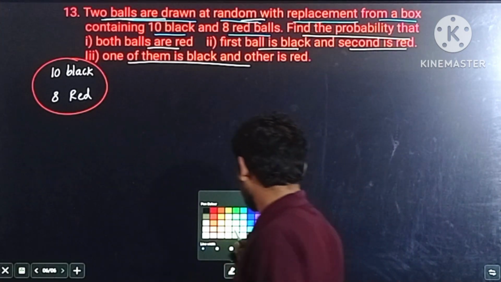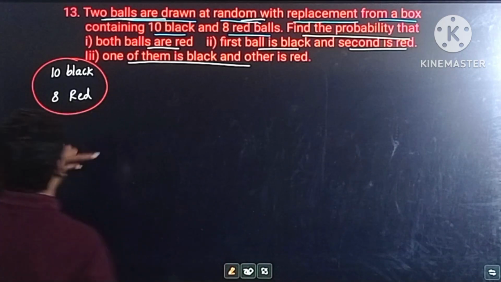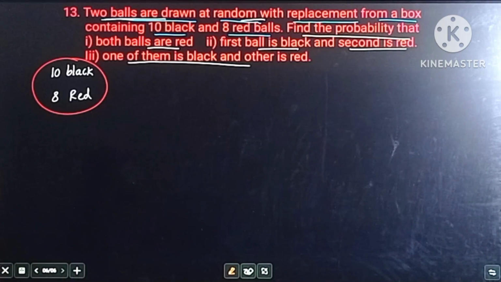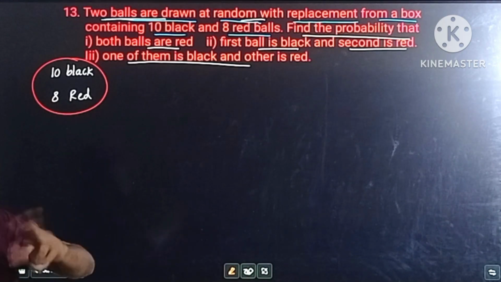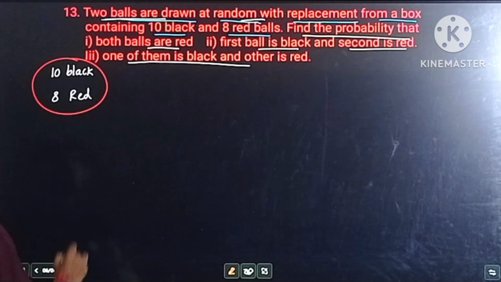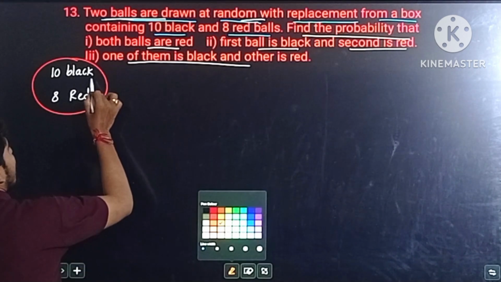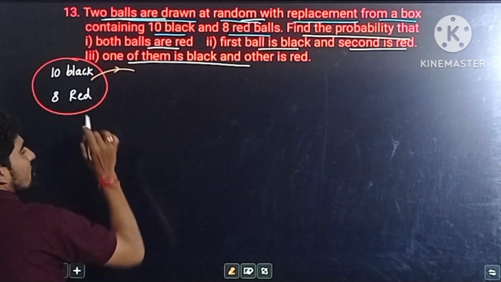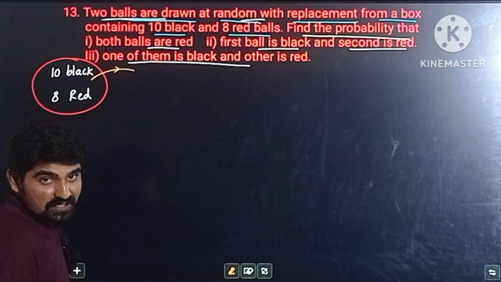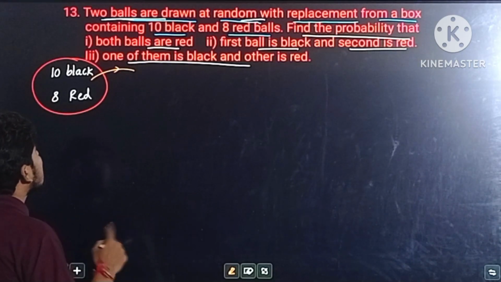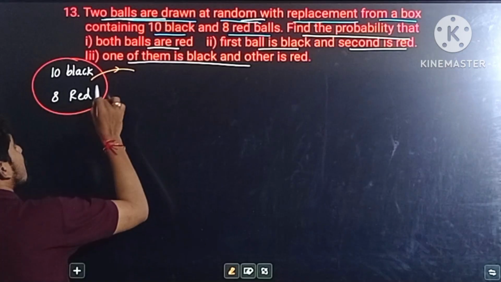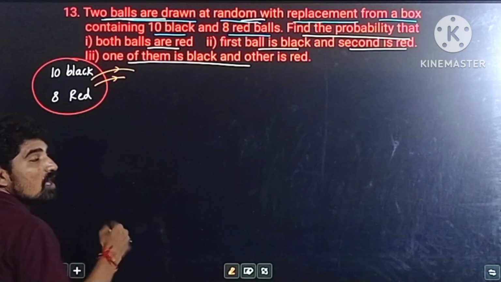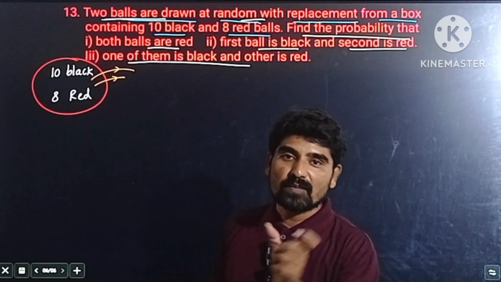See here, there is a box consisting of 10 black balls and 8 red balls, and here two balls are drawn in which manner? With replacement. With replacement means first he has to draw one ball from the box, note down its color, and then return it to the box, and only then go for drawing the second ball. So this is what with replacement means.